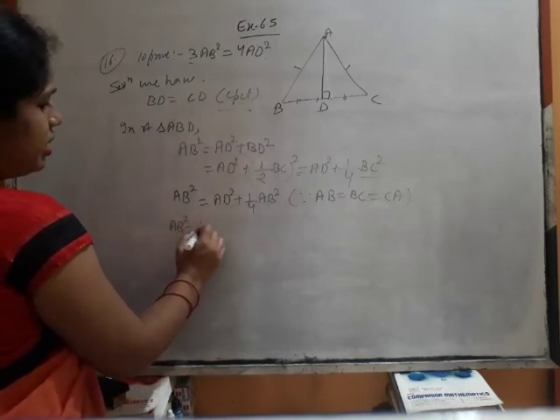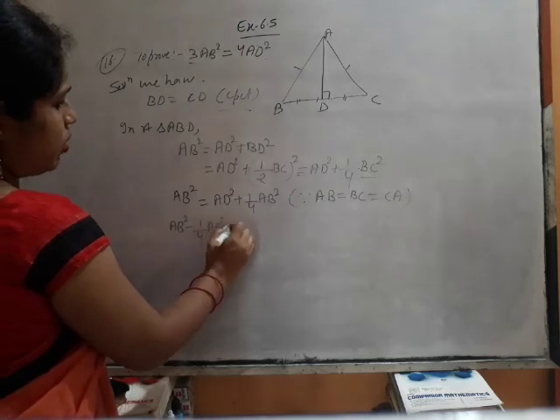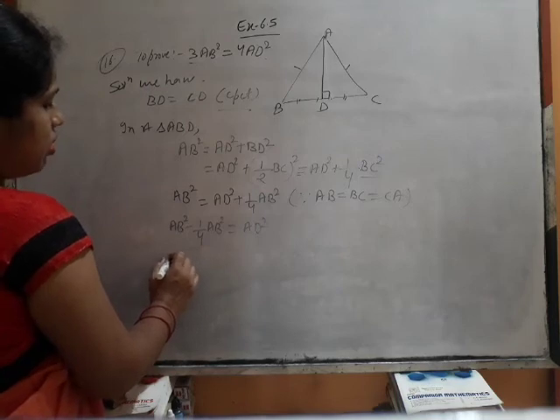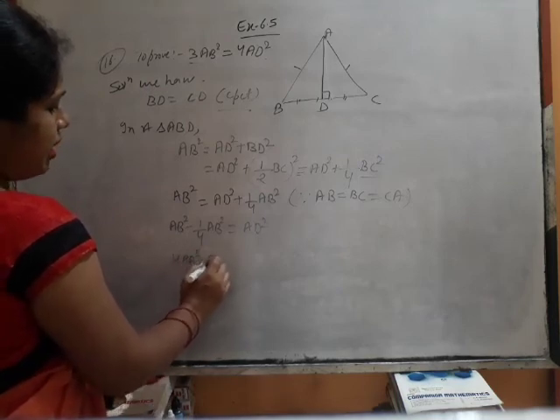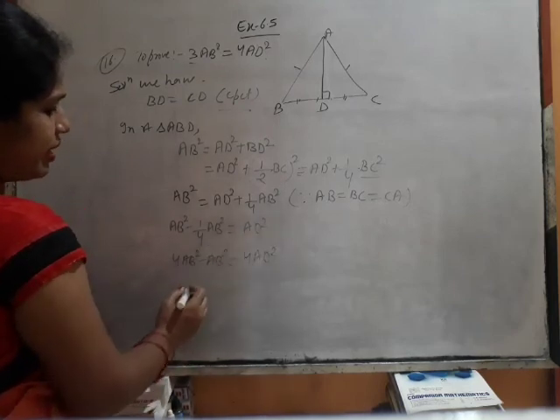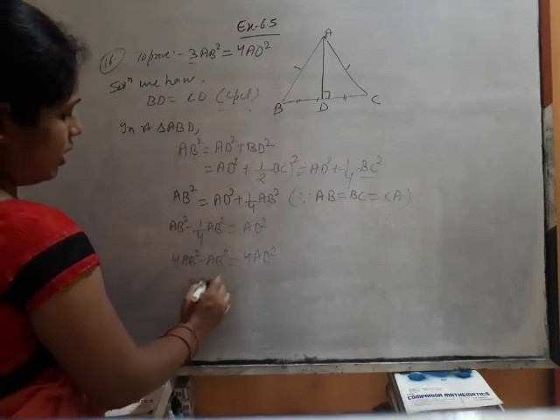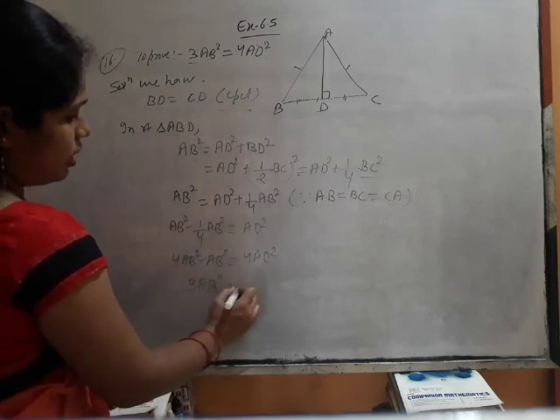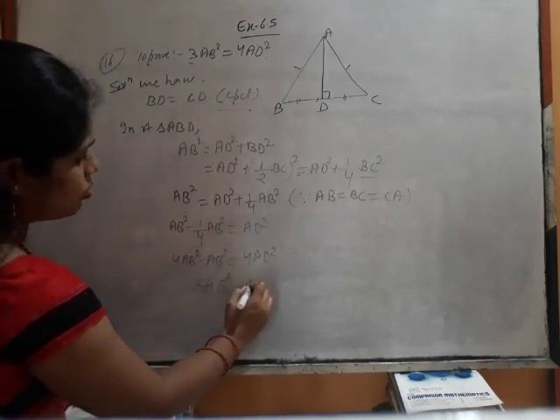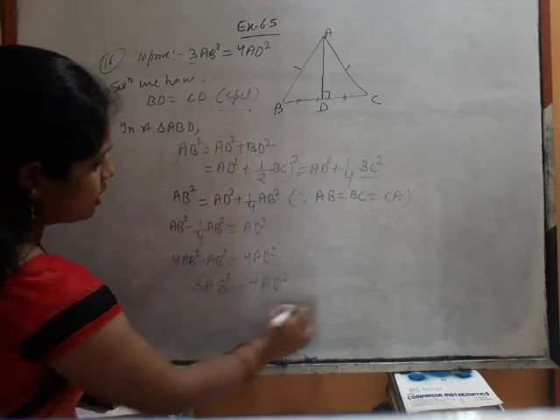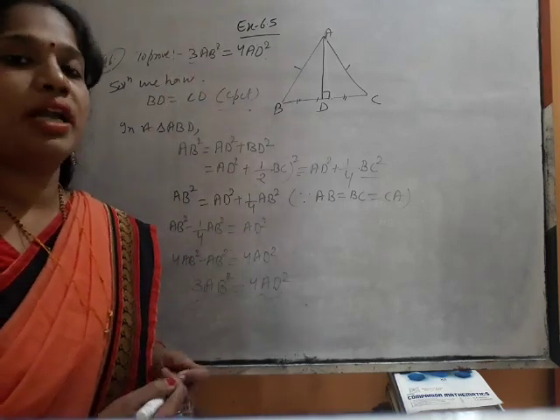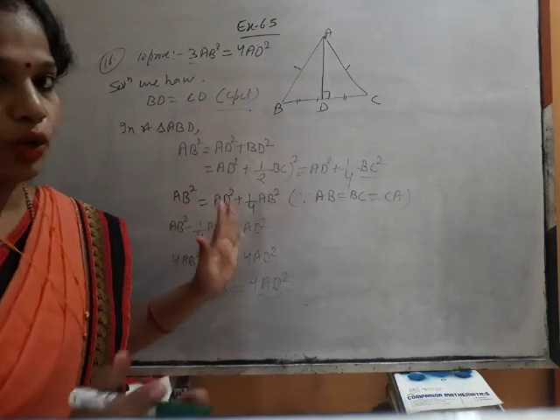So this AB will come to the left-hand side, AB square minus 1 upon 4 AB square is equal to AD square. So this becomes 4 AB square minus AB square is equal to 4 AD square. This 4 will go to the right-hand side, 4 minus 1, 3 AB square. 3 AB square is equal to 4 times the square of the altitude of an equilateral triangle. So this is true for any equilateral triangle.